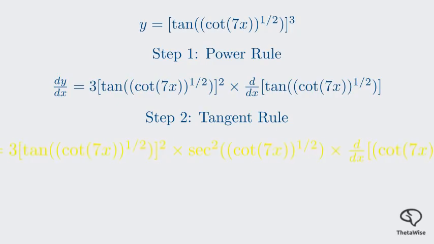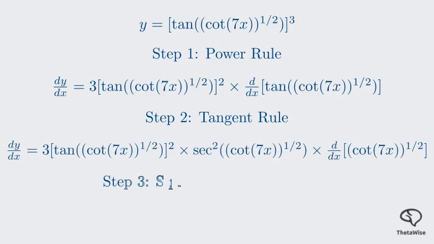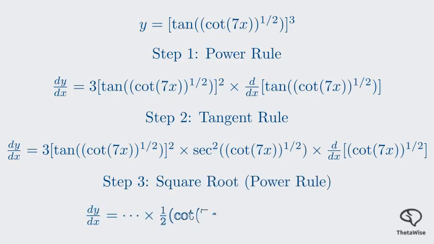Next up is the square root. We'll use the power rule again. The derivative of something to the 1/2 power is 1/2 times that something to the negative 1/2 power, times the derivative of the inside, which is cotangent of 7x.